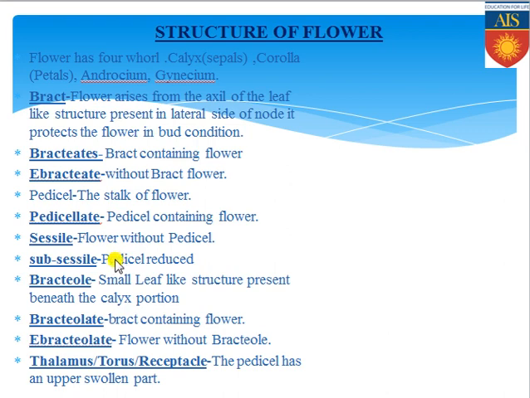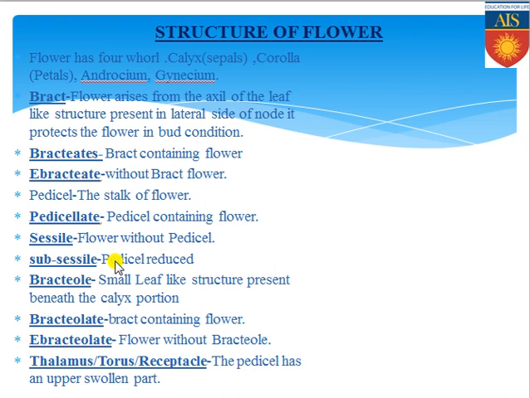Next is the bracteole. Bracteole is a small leaf-like structure which is present beneath the calyx portion. Keep it in your mind, below the calyx there is a small leaf-like structure. It is smaller than the bract, so for that reason it has been given the name bracteole. In case of any flower, if the bracteole is present, those flowers are known as bracteolate. If the bracteole is absent, it will be known as ebracteolate.